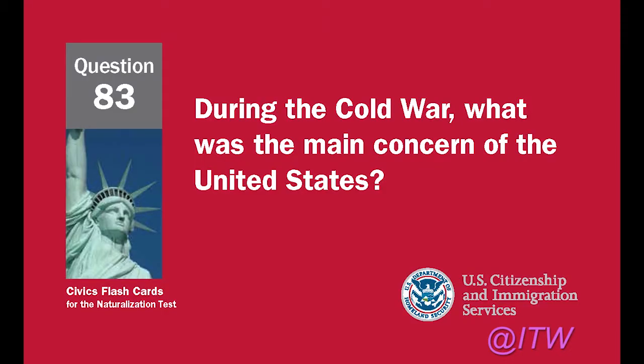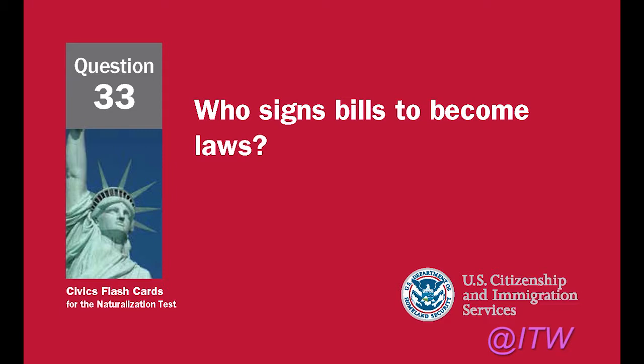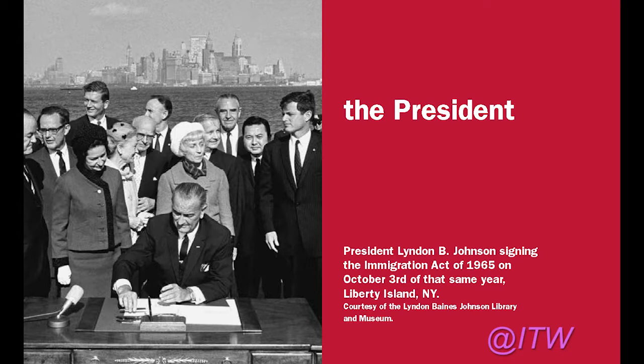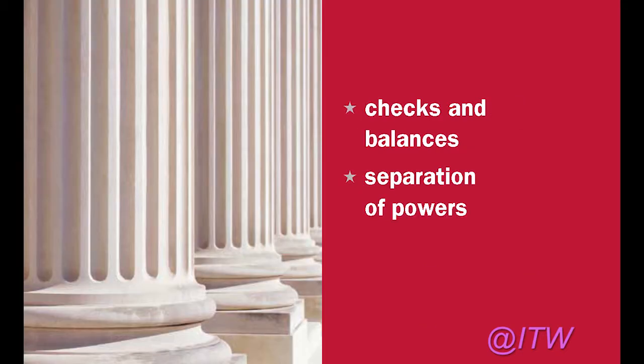During the Cold War, what was the main concern of the United States? Communism. Who signs bills to become laws? The President. What stops one branch of government from becoming too powerful? Checks and balances. Separation of powers.